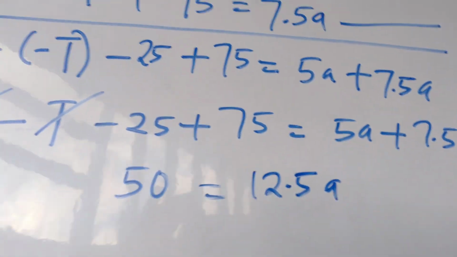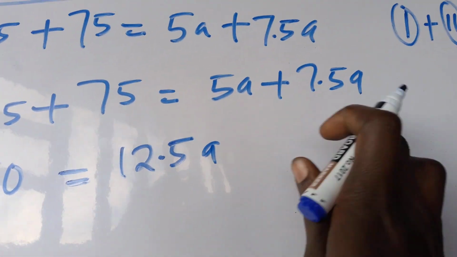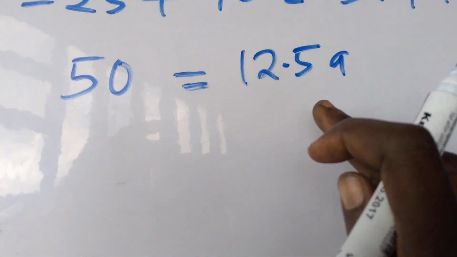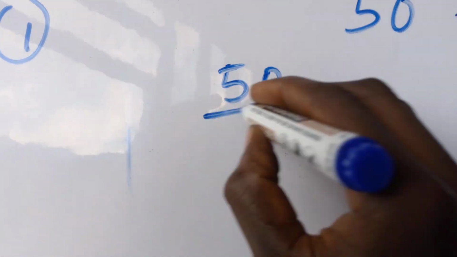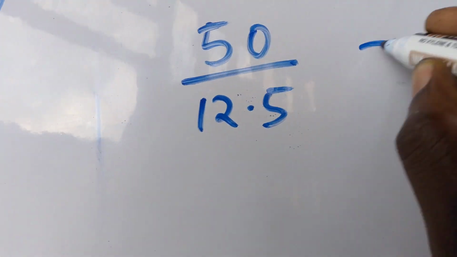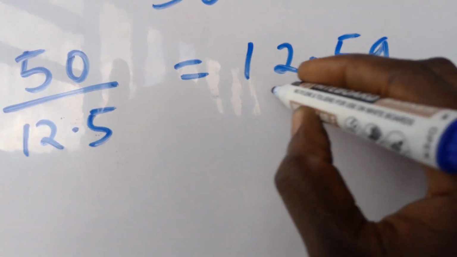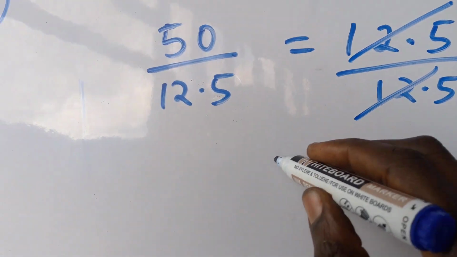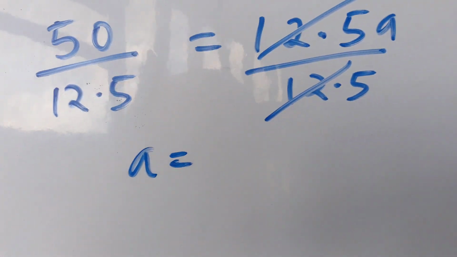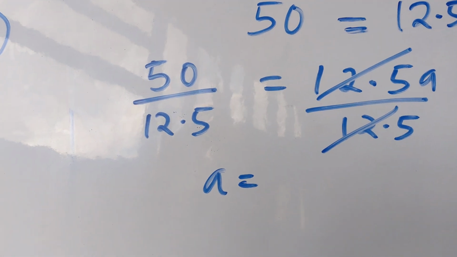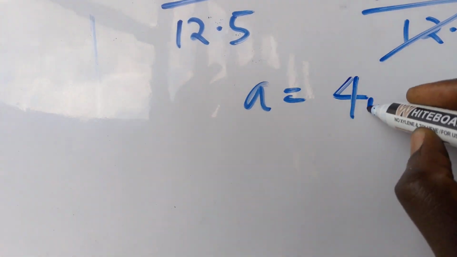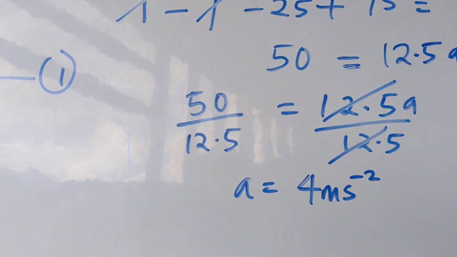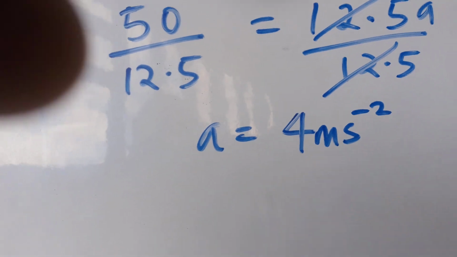I'll then divide both sides by the coefficient of a, that means dividing both sides by 12.5. So you have 50 divided by 12.5 is equal to 12.5a divided by 12.5. This will eliminate this, and then a will be equal to 50 divided by 12.5, which is 4 meters per second square. My acceleration is 4 meters per second square.